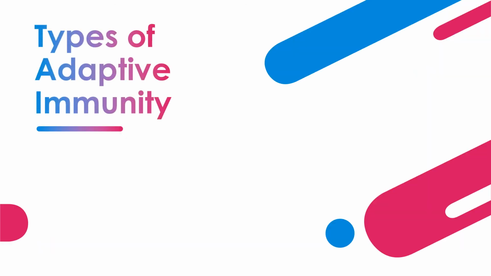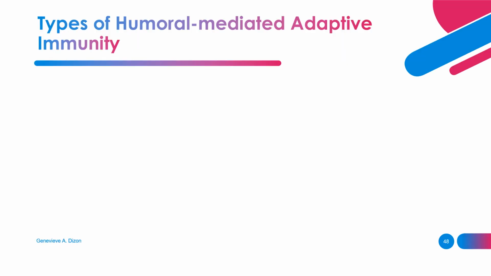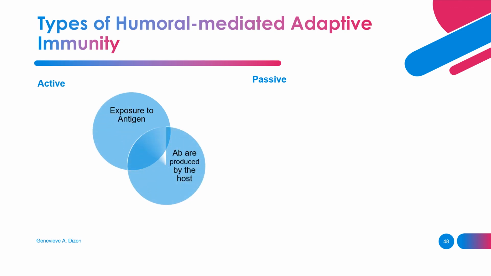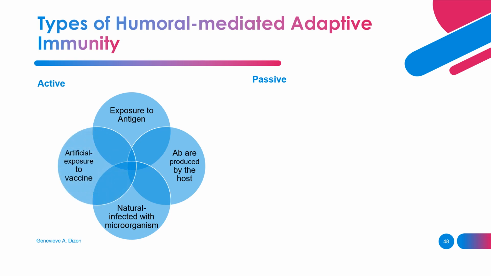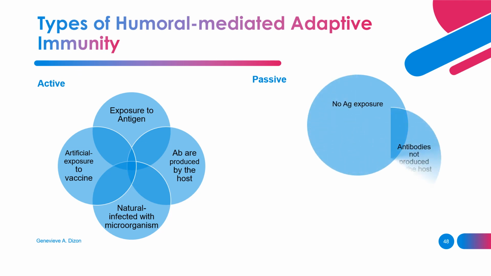Let's now discuss the different types of adaptive immunity. There are 2 types of humoral-mediated adaptive immunity, and these are active and passive immunity. In active immunity, it requires the exposure to the antigen, so this antigen will then cause the production of antibodies by the host. Active immunity may either be natural or artificial. Natural is when the person is infected with an organism, while artificial is when the person is exposed to an antigen due to vaccine. In passive immunity, this is when the person is not exposed to an antigen.